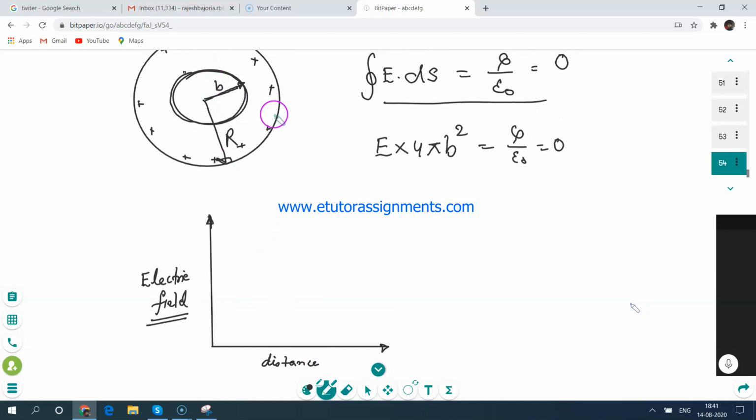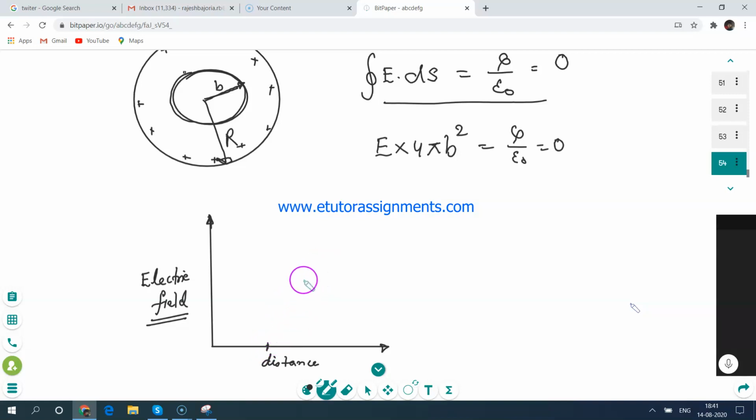Sambit, do you agree or not? Yes, sir. Up to distance R, the electric field will be 0. Is it clear? R will be, let us say, somewhere here. The electric field will be 0. After that, it will be nonzero.